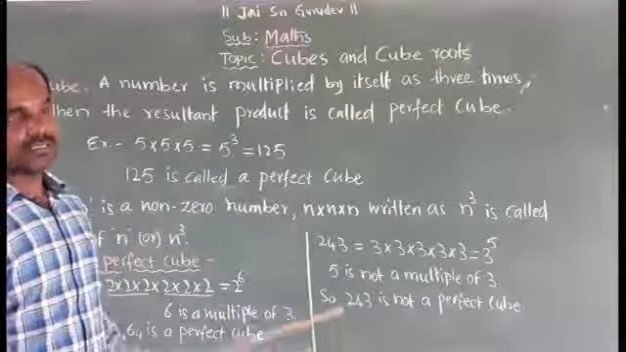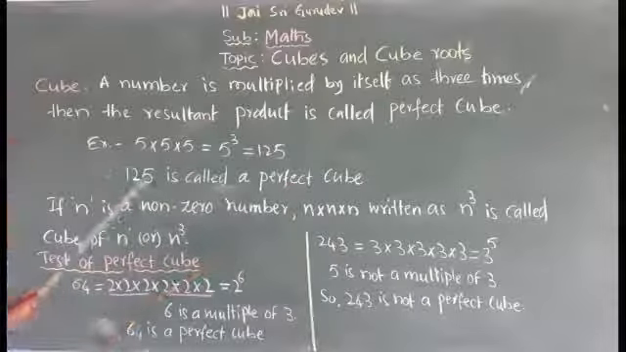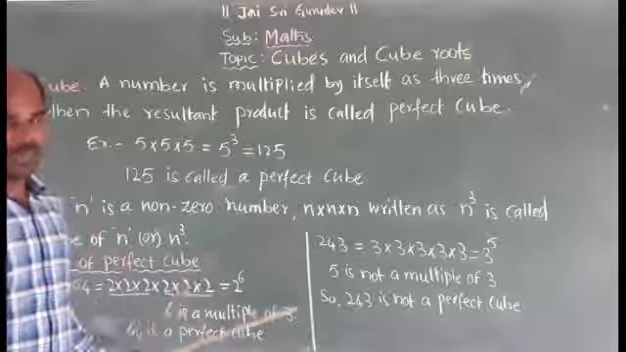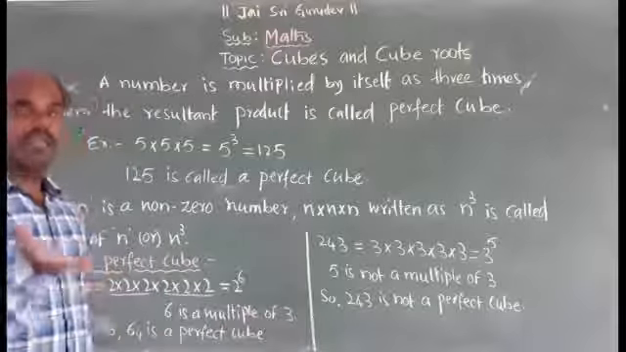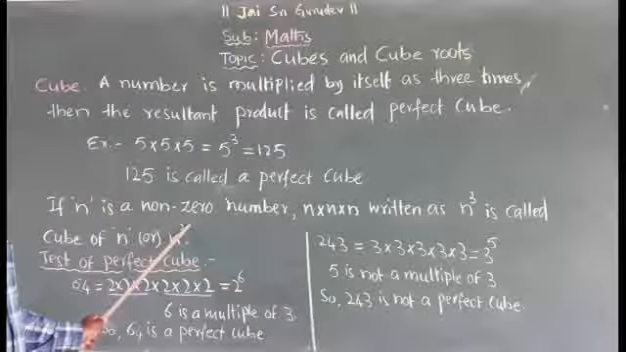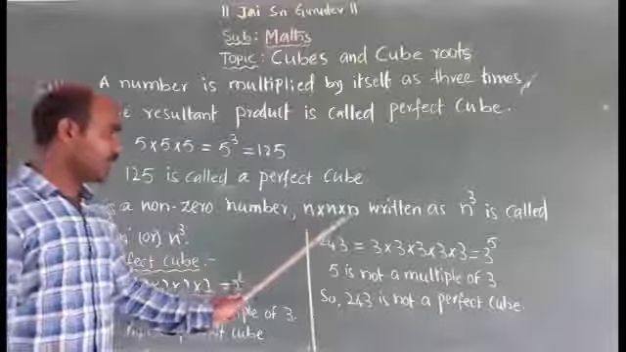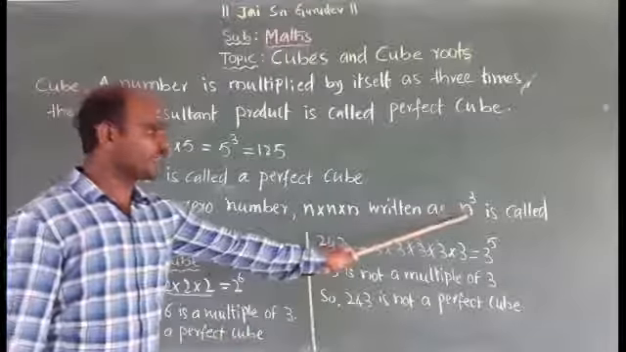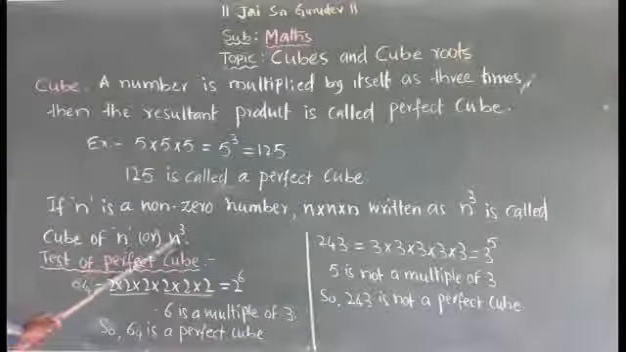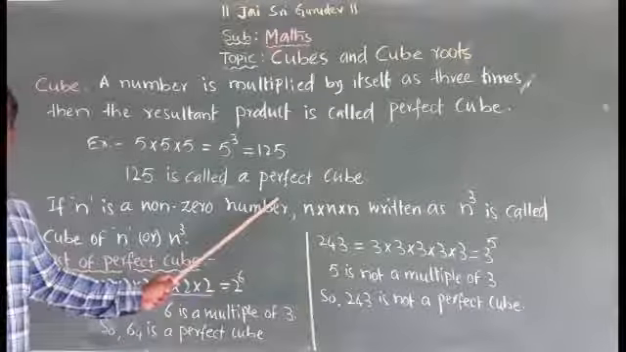Like this, by taking some more examples, we derive a general formula. If n is a non-zero number, either positive or negative except 0, and it is taken as n into n into n, it is written as n cube, called the cube of n. Do you understand?